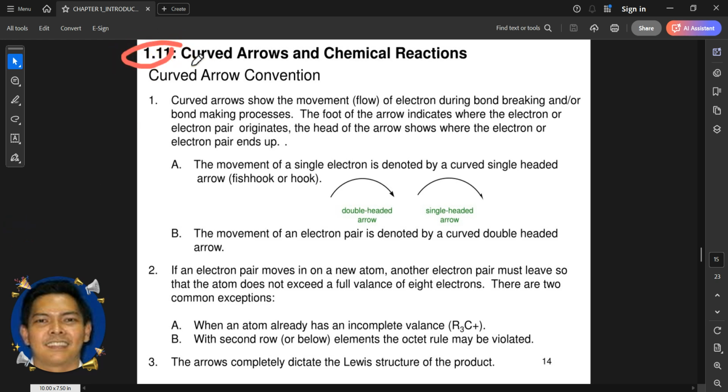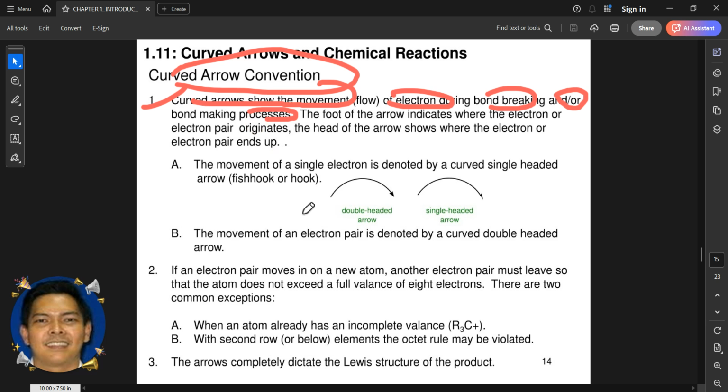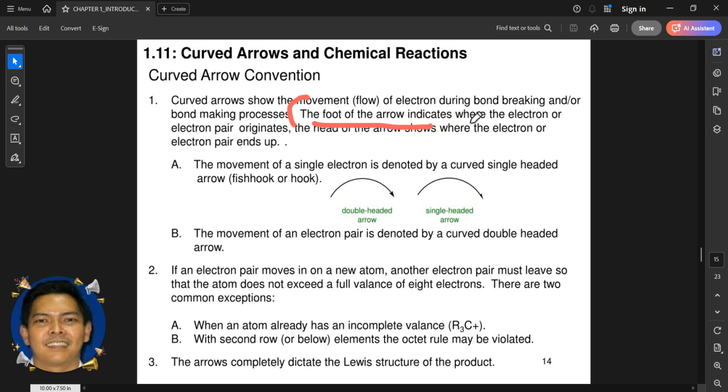Subtopic 1.1, curved arrows and chemical reactions. The curved arrow convention: the curved arrow shows the movement or flow of electrons during bond breaking and bond making processes. You can see here a double-headed arrow and a single-headed arrow. The foot of the arrow indicates where the electron or the electron pair originates. So you can see here where it originates.